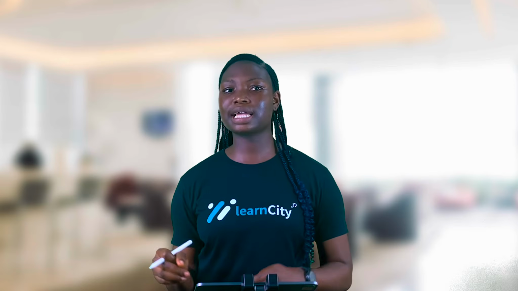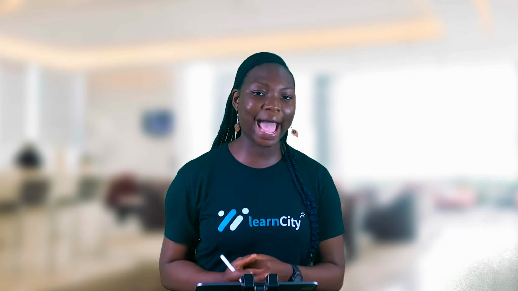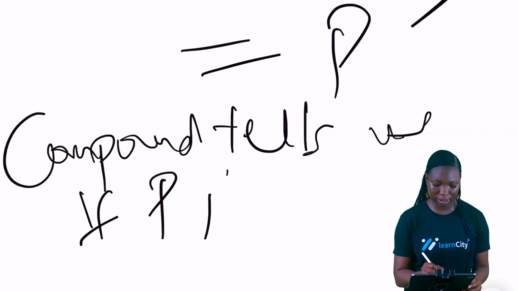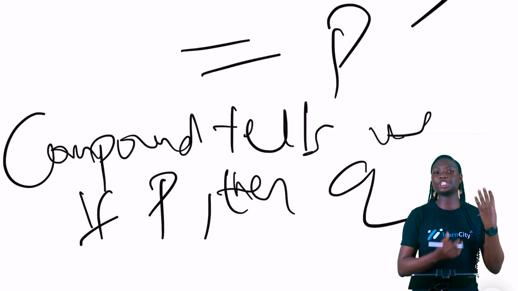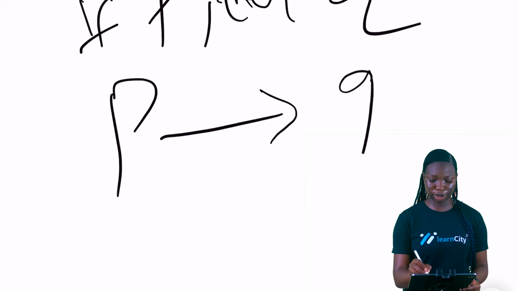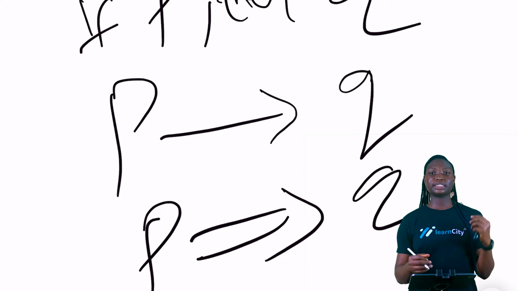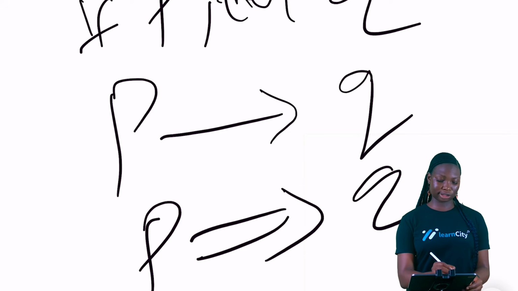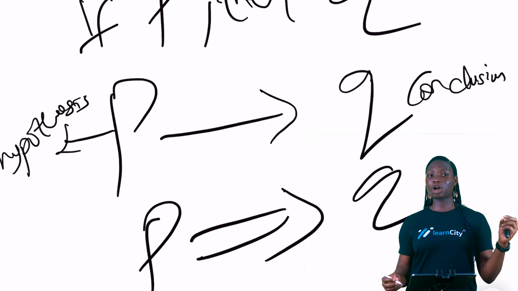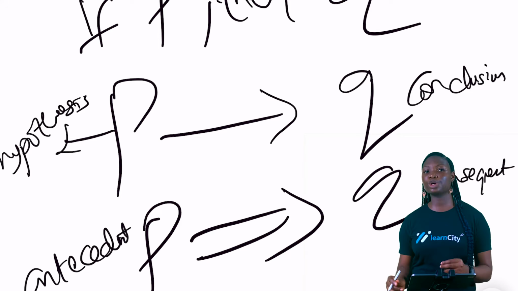Now, moving to conditional statements. When we record that P and Q are two statements, a compound statement will tell you that if P then Q. So it has a conditional statement, if or then, and it's written in the symbolic form as P to Q. Hence, P is called the hypothesis, while Q is called the conclusion, which can also be called the antecedent and consequent of the conditional statement.